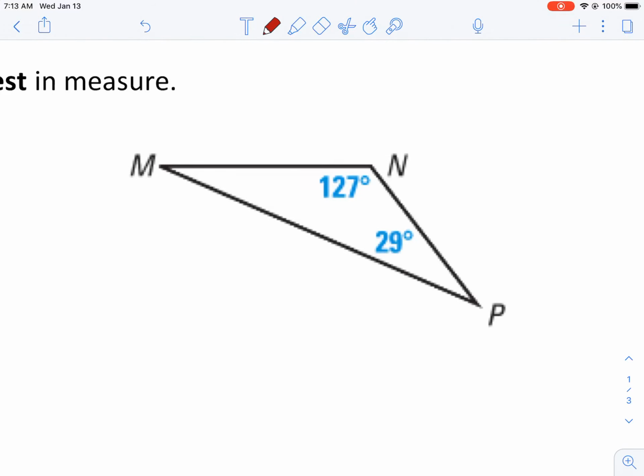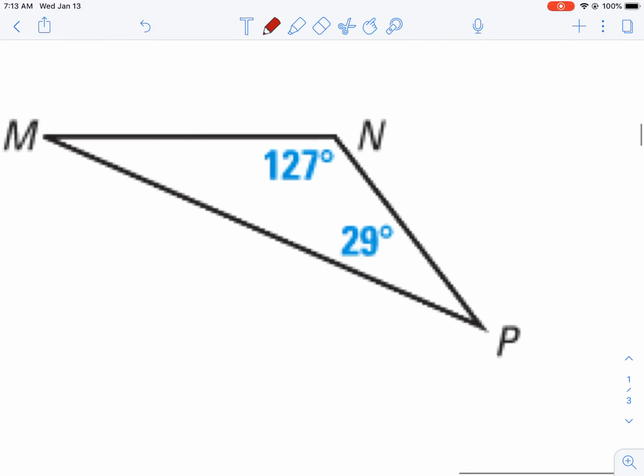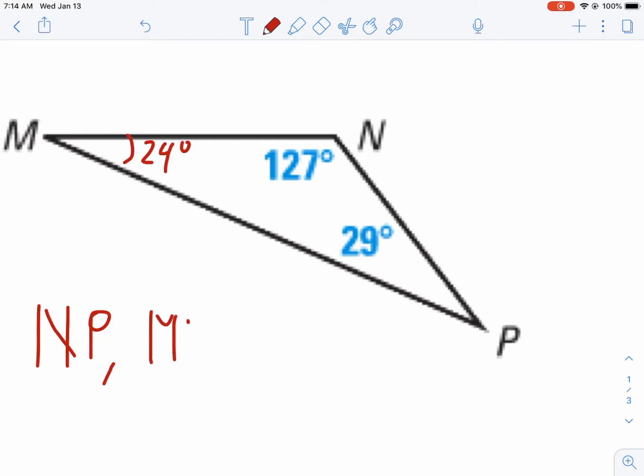Here, we don't actually have the third angle, but you can get it. So what's 29 plus 127? That's 156. So that would only be 24 degrees. So that's actually the smallest angle. So the smallest side is going to be NP. And then we've got P the next, so that's going to be MN. And then we've got N, so that'd be MP as the biggest side.